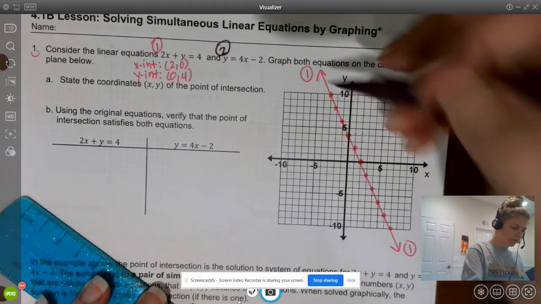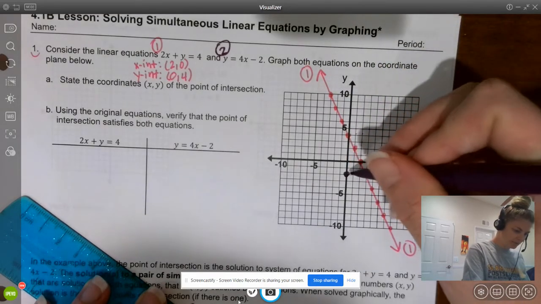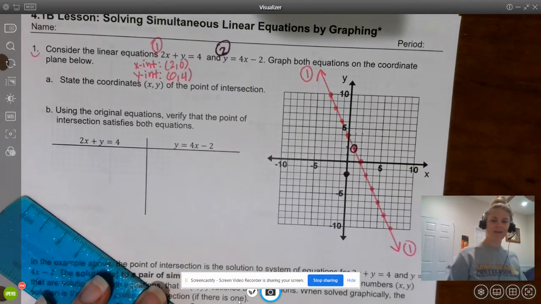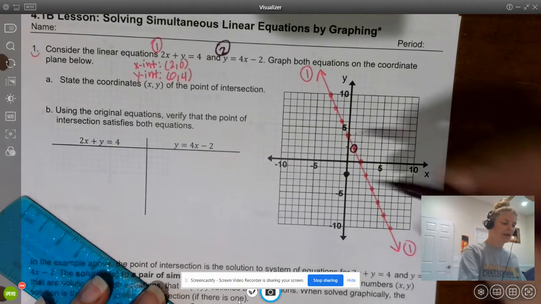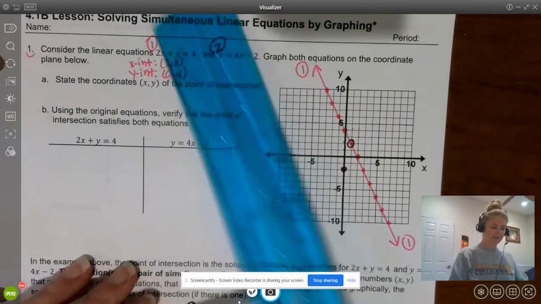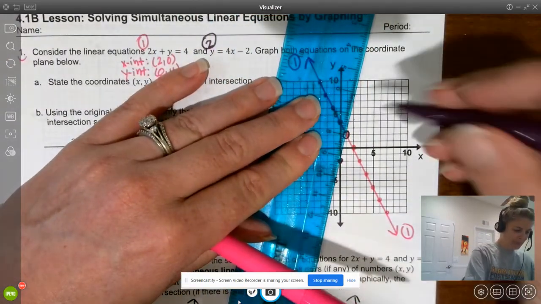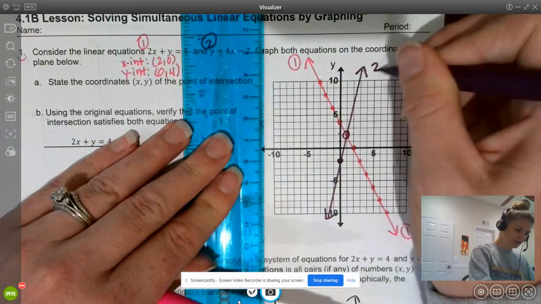And then the second one, my y-intercept is at -2. My slope is 4, so I'm going to go up 4, 1, 2, 3, 4 over 1. Gee golly, I ran into the other line. That is excellent. There's my solution. So you want to graph until you hit the other line, and then you're good, because that's what you are looking for, your point of intersection. I'm going to label this one 2.